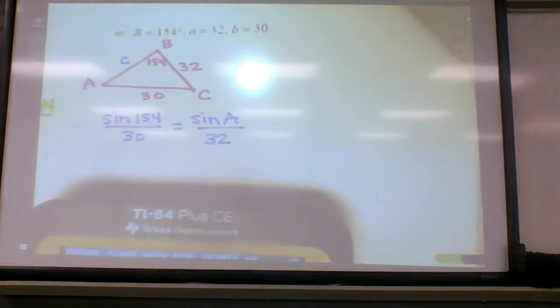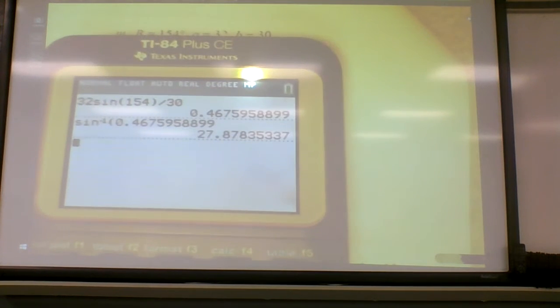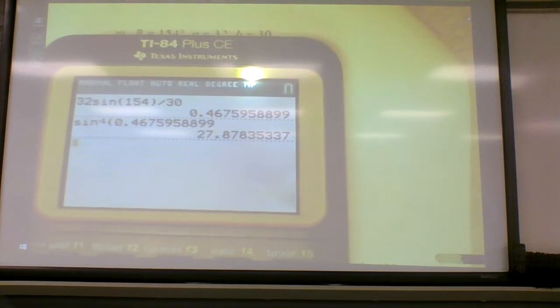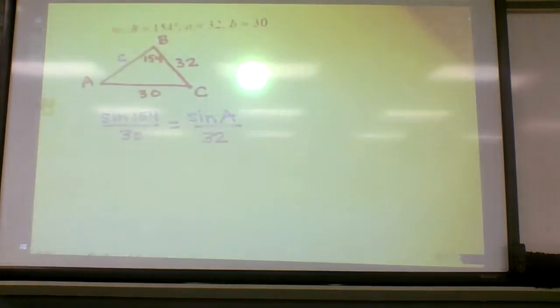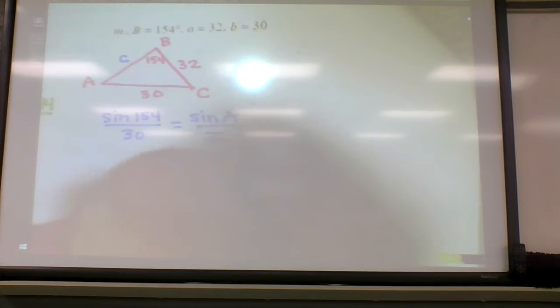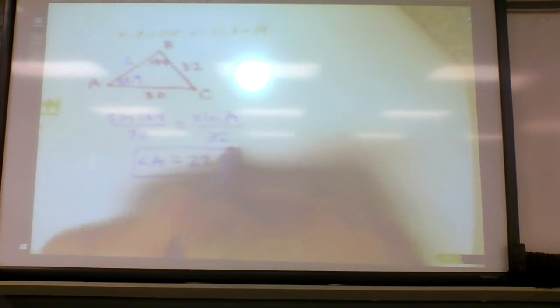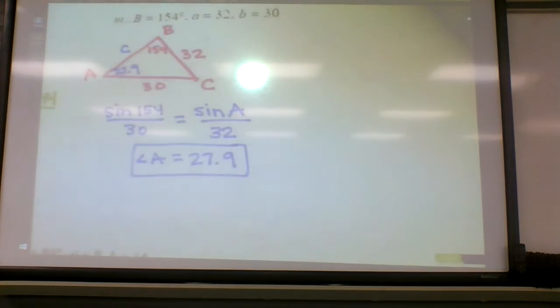And so that's what the sine of A equals, so you have to get rid of the sine. So you're going to sine inverse that decimal. And so angle A is 27.9. Rounding to one decimal, 27.9. So angle A, 27.9. Oh, somebody was working ahead.